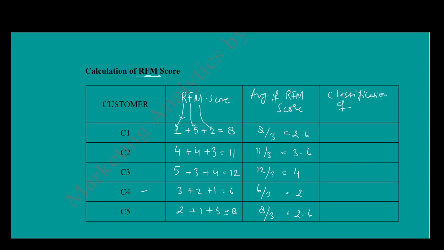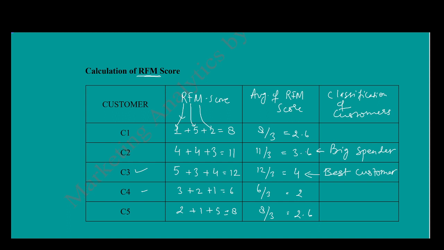Now based on these average scores, what we will do is classification of customers. We can see that the maximum score goes to C3. So this C3 is our best customer. And then C2 is the big spender. He spent more money, or a good amount of money.